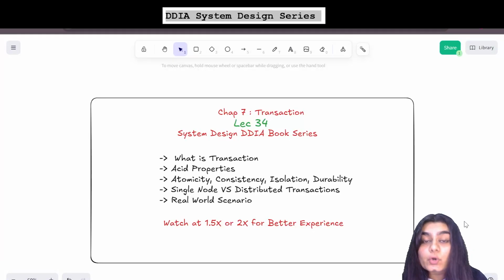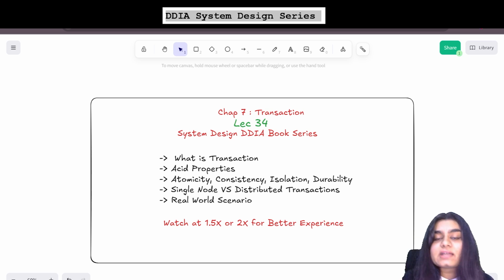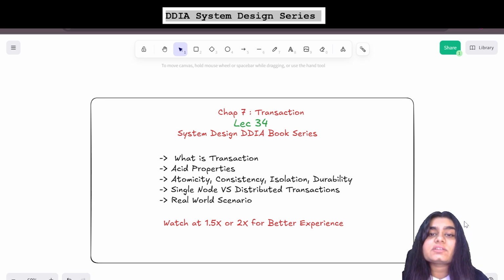So in this video, I am starting chapter number 7, that is transactions. We are covering what is a transaction, ACID properties, atomicity, consistency, isolation, durability with examples, single node versus distributed transactions, and real world scenarios. So make sure you watch the video at 1.5x or 2x for a better experience.